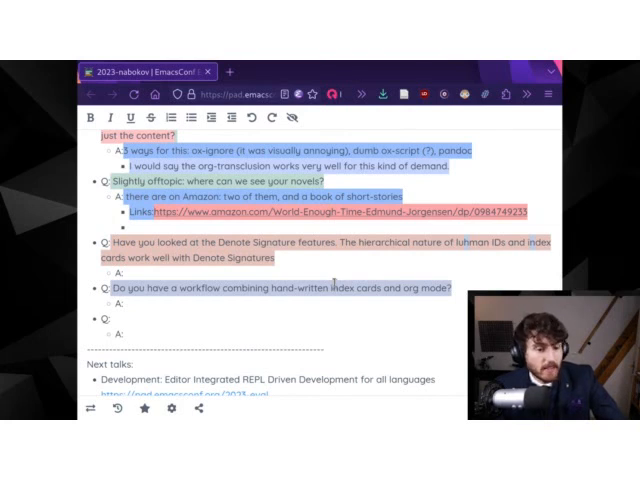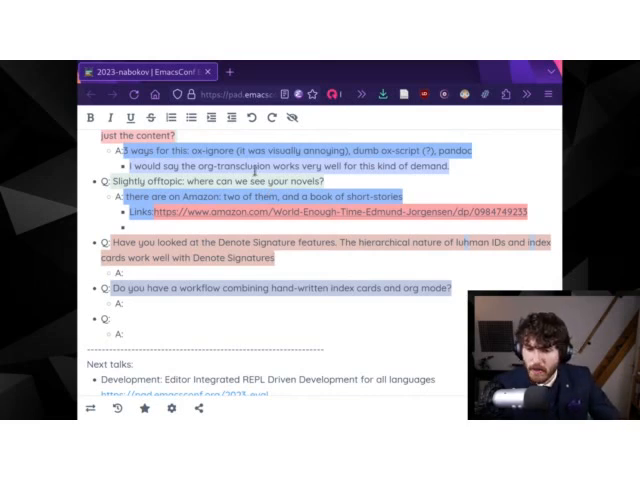Have you looked at the Denote signature features? The hierarchical nature of Luhmann's ideas and index cards works well with Denote signatures. So are you familiar with Denote first? I am not. No, it sounds like something that I should check out. Yeah, Denote is a way to work with slip boxes. We talked a little bit about it earlier today. We talked about OrgRoam, and we talked about Denote as a lighter alternative to OrgRoam.